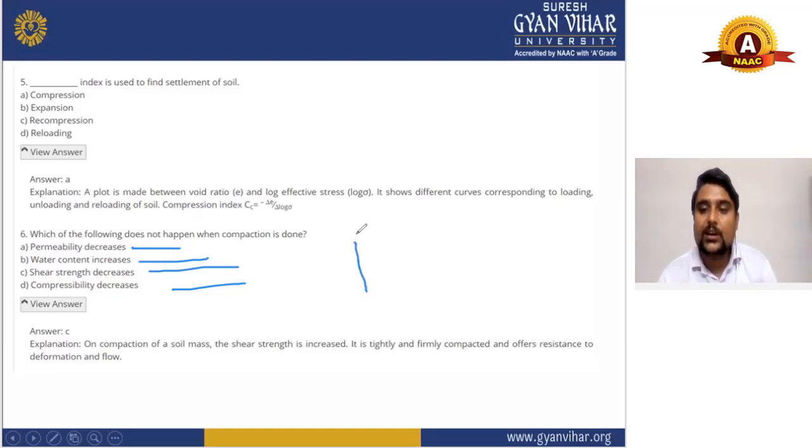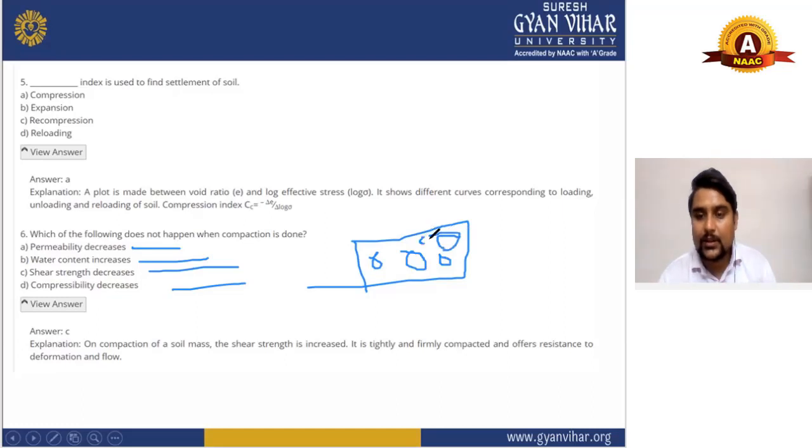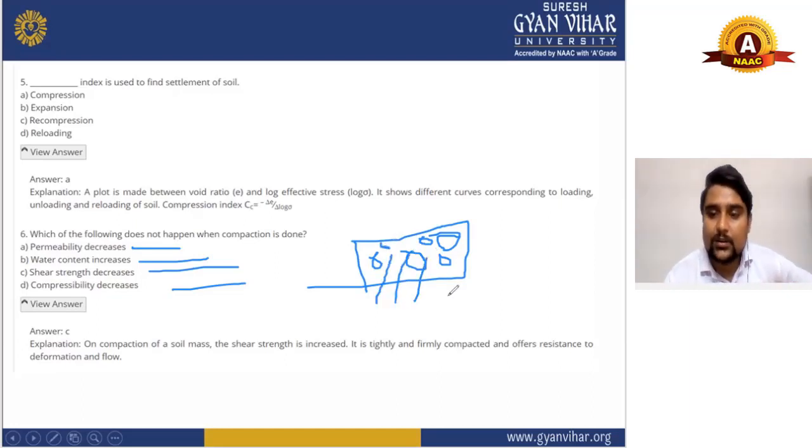How will permeability decrease? In compaction, we are just removing air bubbles and water bubbles from the soil. If air bubbles and water bubbles are removed from the soil, what will happen? The permeability of the soil will decrease, meaning water cannot pass through the soil. Simple. Water content increases.